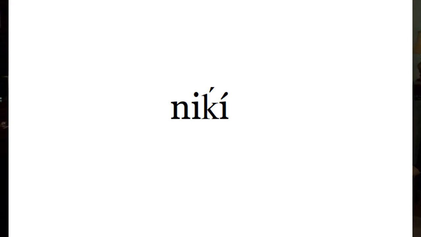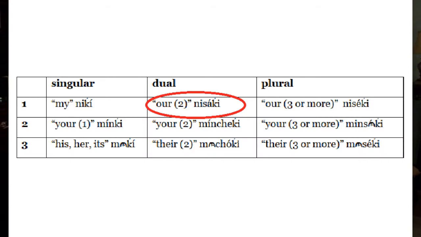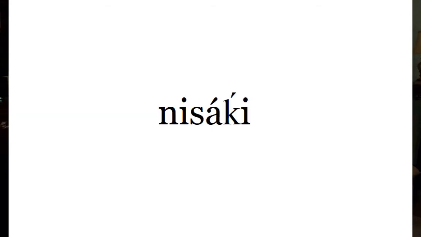You know, ni always has to be different, so you aren't actually adding ki to the end, you're just adding an I to Nick. We, two people, is nisam. Us, two people, is nisa, and our, referring to two people, is nisaki. Repeat, nisaki.